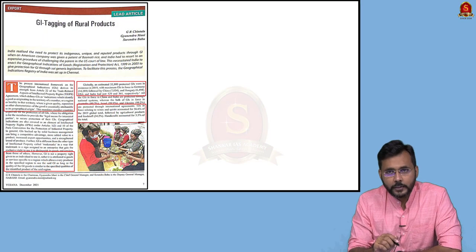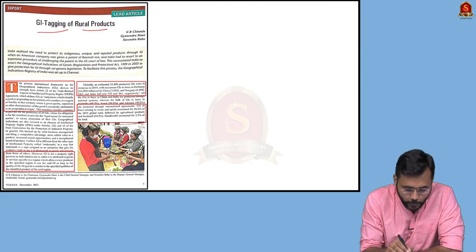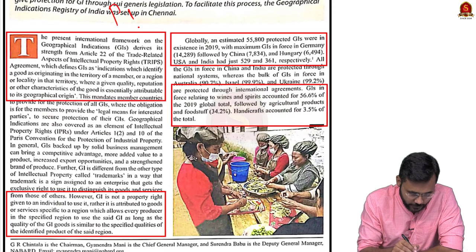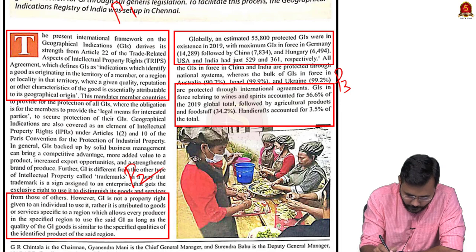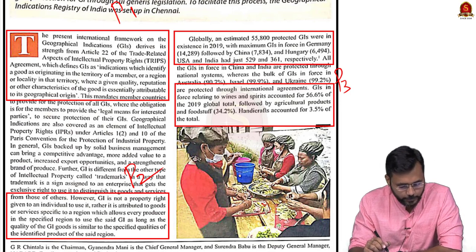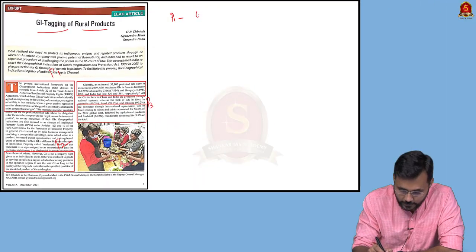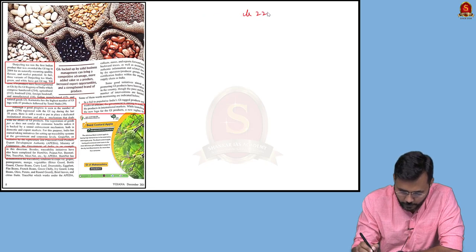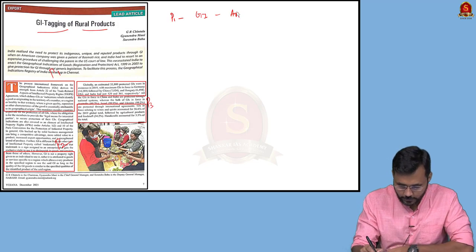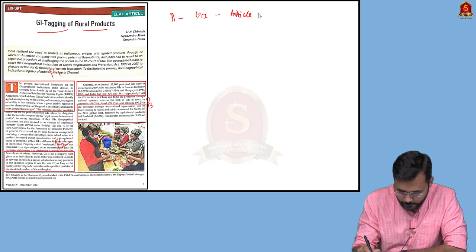Okay, so we go for the first article, GI tagging of rural products. We'll classify it as paragraph 1, paragraph 2, and paragraph 3. In paragraph 1, what the article says is the present international framework on geographical indication derives strength from article 22 of TRIPS, that is, Trade Related Aspects of Intellectual Property Rights. So GI tagging has its origination based on article 22.